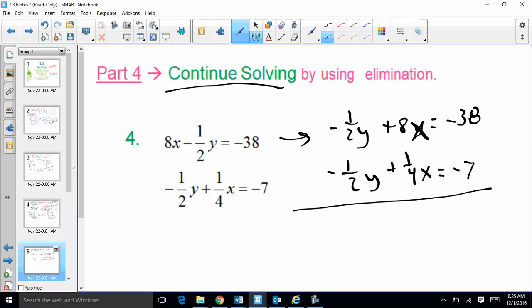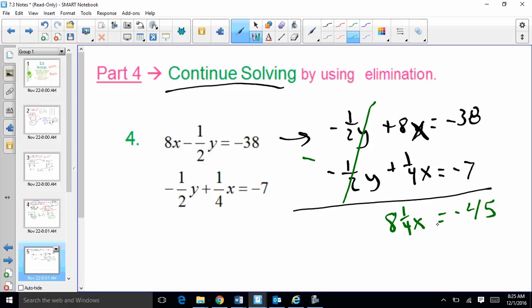I have to decide, if I add these two terms together, will it cancel them out? No, it's not going to cancel them out. So I need to subtract them. I'm going to take away a negative 1/2 from negative 1/2, and that's going to make 0. So now I've got essentially 8 1/4 x equals, what is this? Going to be a negative 45.